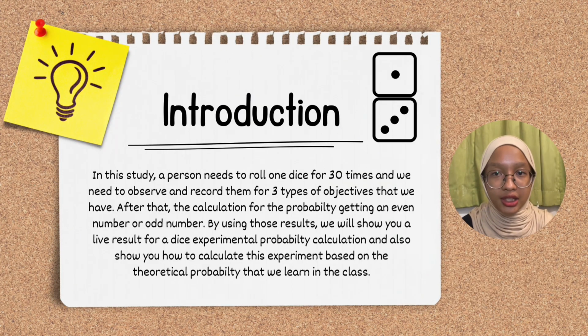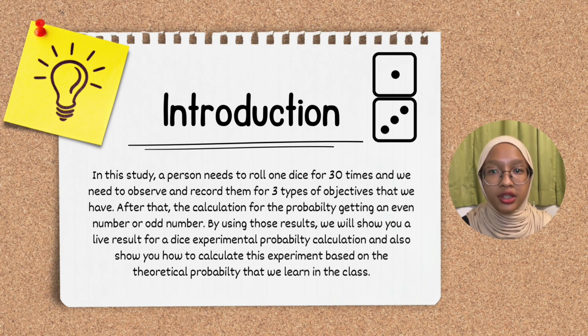Hi, I'm Amira Akila. I will talk about the introduction for this study. In this study, a person needs to roll one dice 30 times, and we need to observe and record them for the 3 objectives that we have. After that, we calculate the probability of getting an even number or odd number. By using those results, we will show you a live result for a dice experimental probability calculation and also show you how to calculate this experiment based on the theoretical probability that we learned in class.